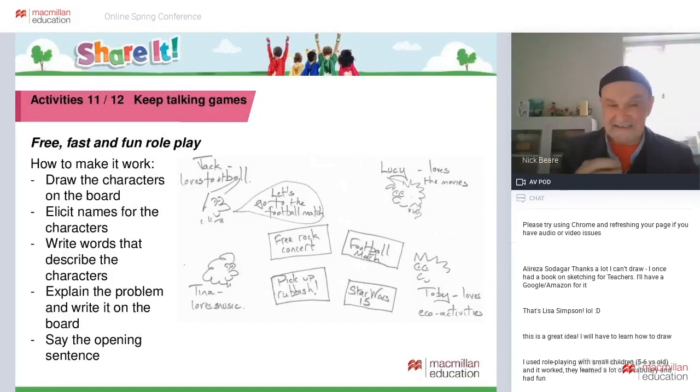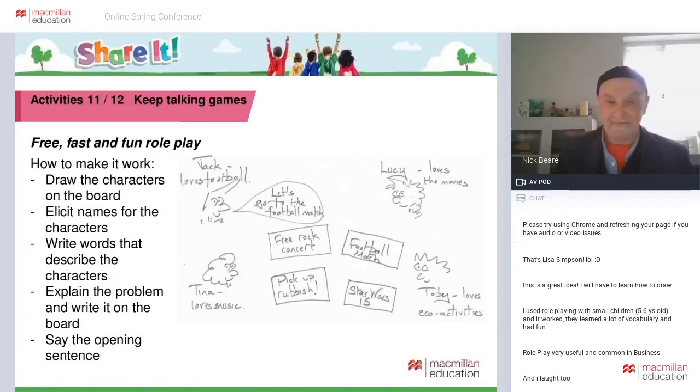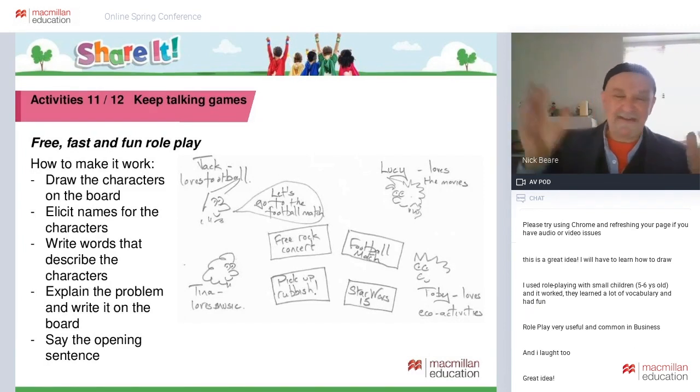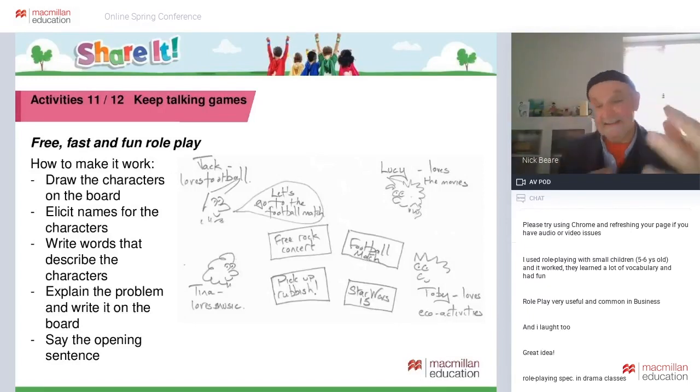Right, okay. And then you have to say what the problem is, what they're going to be discussing. So in this case, the situation is they want to decide what to do at the weekend, but they all like different things. And you can put a bit of extra information about it on the board. You can write up free rock concert, these are tickets, or a football match, or pick up rubbish in the town centre or in the park or whatever. Or for the film Star Wars 15, I just kind of thought of that film. Right, so there's music, there's football, there's eco activities, and there's Star Wars.